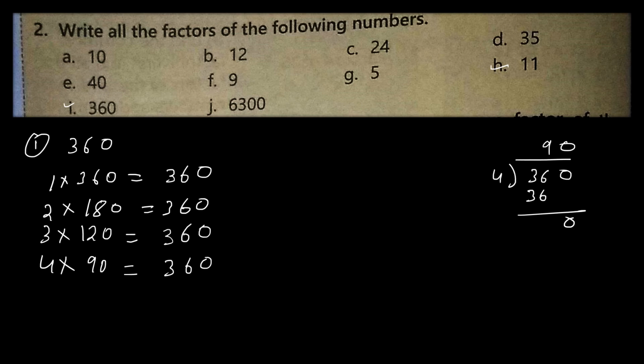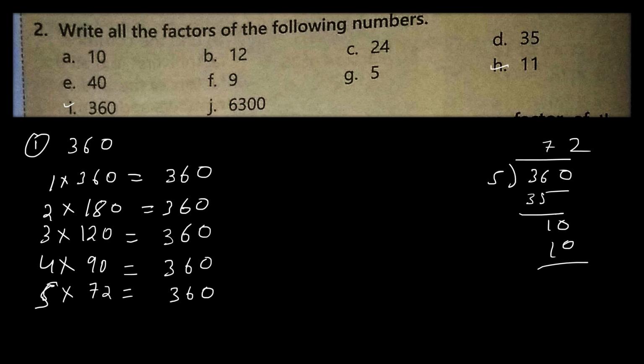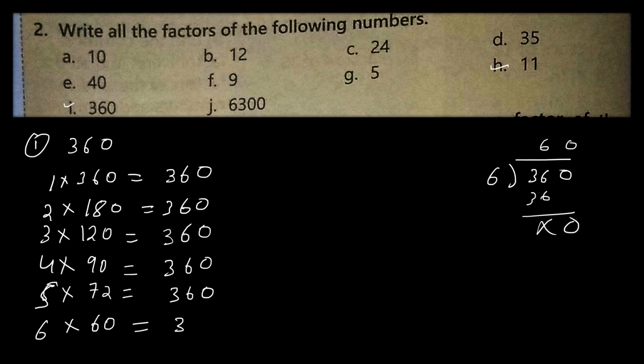Now by 5, because the last digit is 0. 5 7s are 35, 1 0, 5 2s are 10. So 5 multiplied by 72 is equal to 360. Yes, it is also divisible by 6 because it is divisible by 2 and 3. So by 6: 6 6s are 36, 0, 0. Yes, 6 multiplied by 60 is equal to 360.